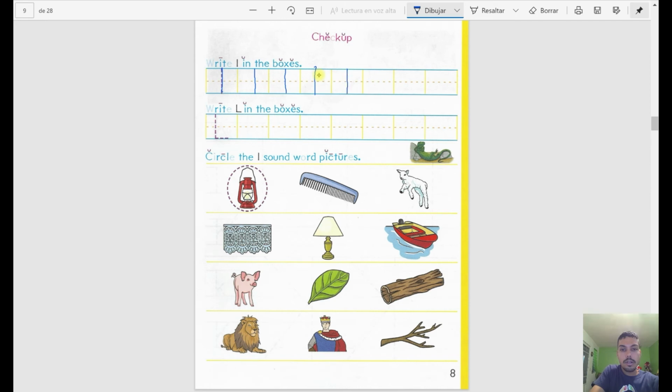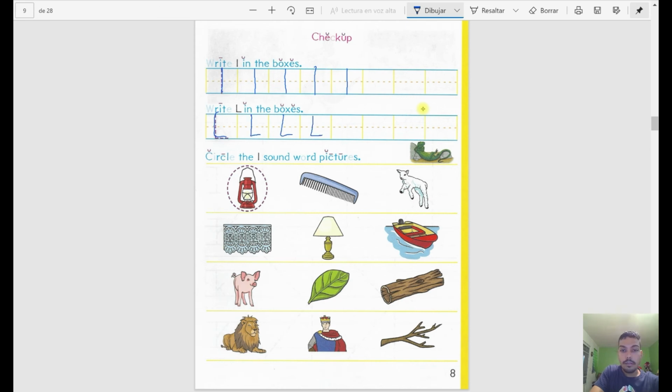Esa es la minúscula. Then the next part says, write L in the boxes. But this one is the uppercase. Vamos a escribir en esta línea, ¿verdad? La mayúscula, okay? And in here you have to write the letter L in uppercase, right?